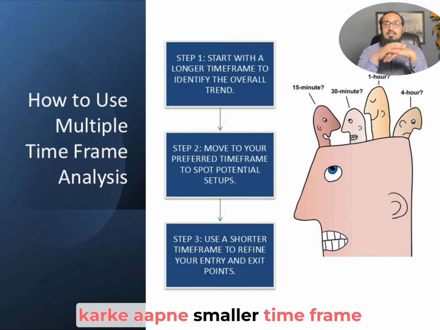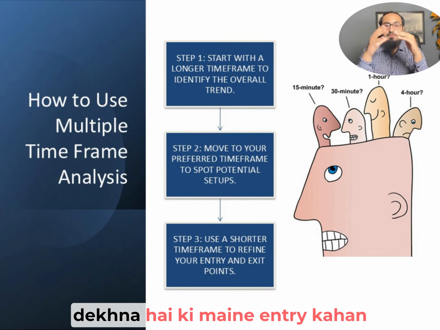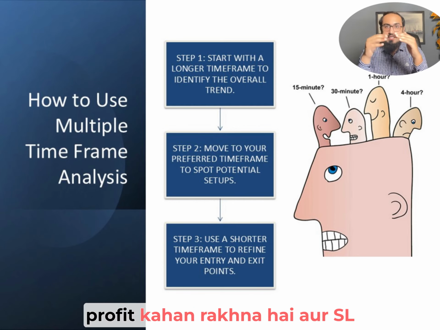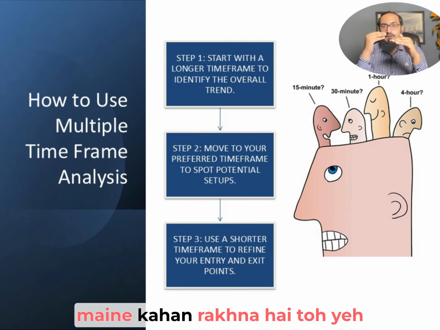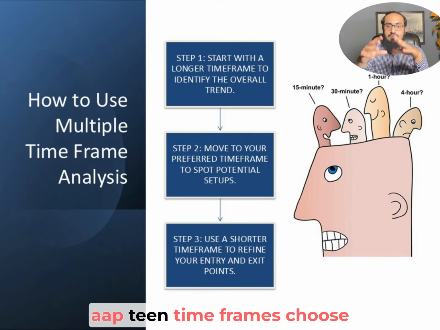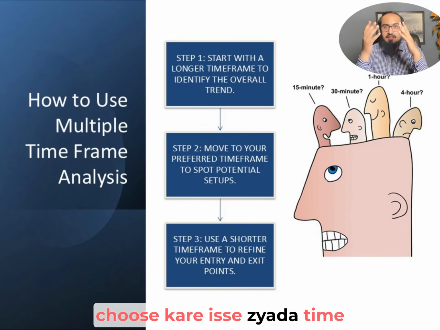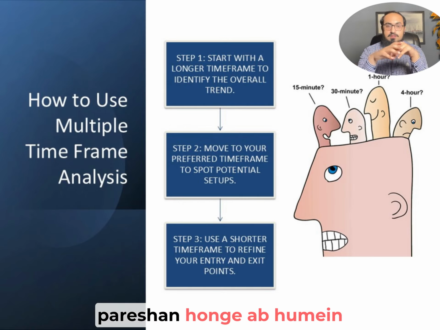Then decide to come to the small time frame. Then you have to see where to make the entry, where to make the exit. Exit meaning profit, where to place it and where I have placed it. So you will choose 3 time frames. Use 2 to 3 time frames. If you have to use more time frames, you will be confused.